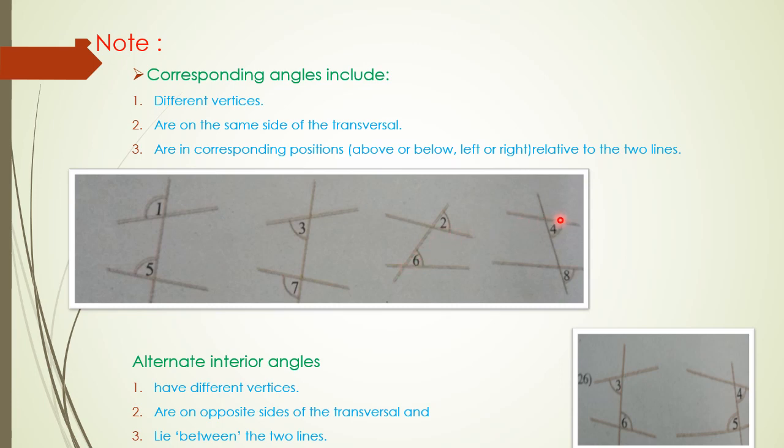And again from right side, but one line is below side, downside part, and second line is also downside part. So 4 and 8, down and right side of the transversal. This way we can say corresponding angles are having different vertices and they are on the same side of transversal. One is from up and left side, above and left side. That way we can identify the corresponding angles. I think children you might have understood about corresponding angles.